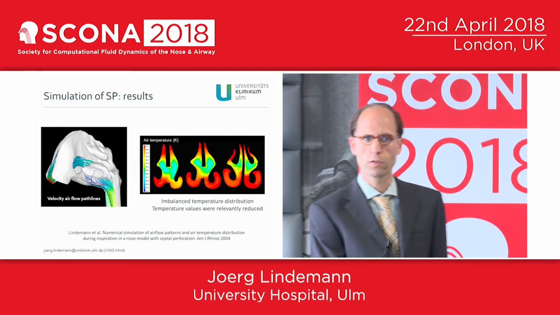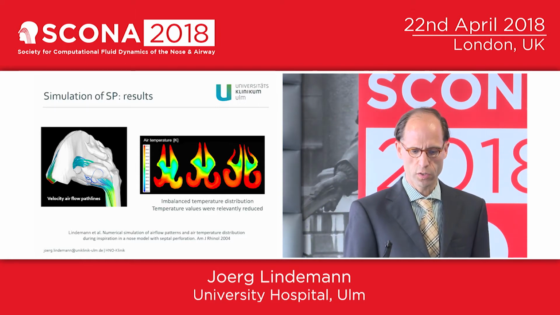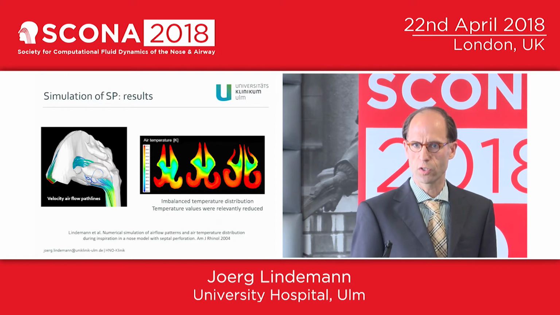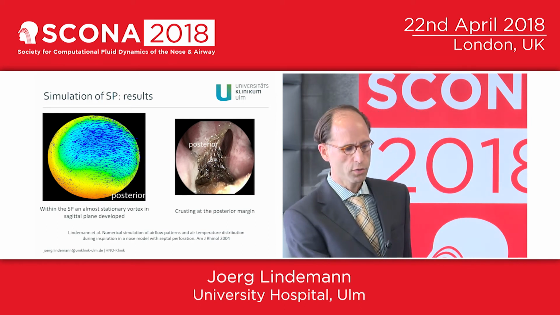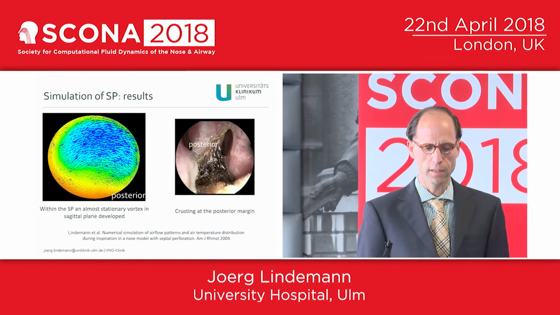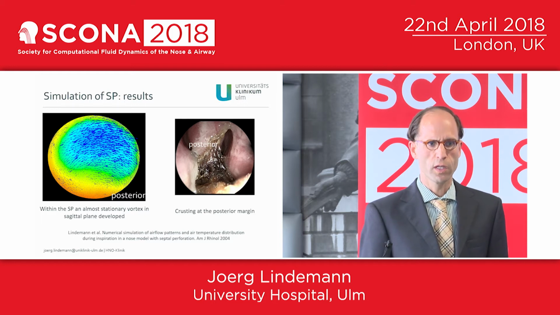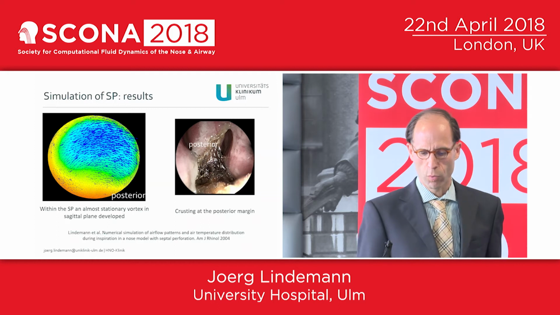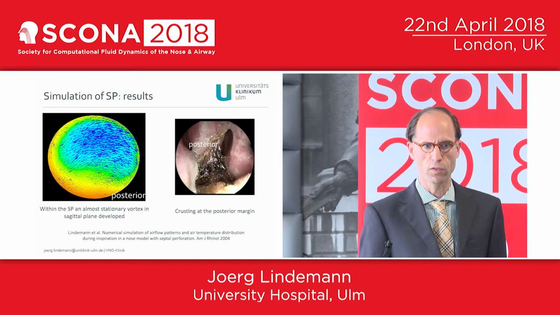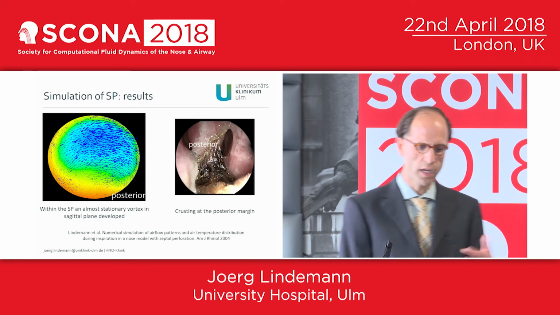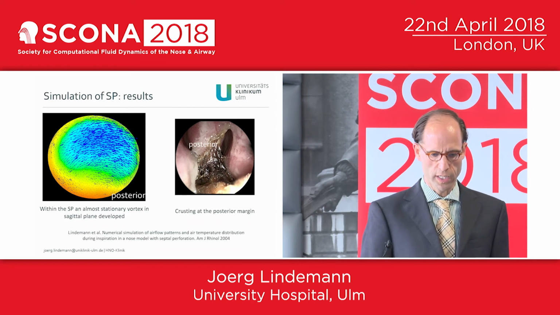This also leads to a reduced air temperature in the region of the perforation, but not only the air temperature was reduced, but also the humidity. So you can see that due to changes of airflow, you have a change in the respiratory function of the nose. This is also very nice, as you can see that the particles bump against the posterior edge of the septal perforation, and therefore, when you examine a patient with a septal perforation, you very often see crusting and nose bleeding at the posterior edge of the perforation. This could be very well visualized with the numerical simulation.